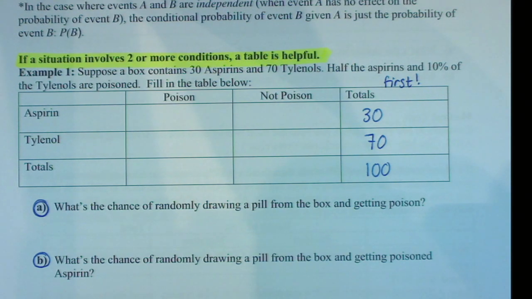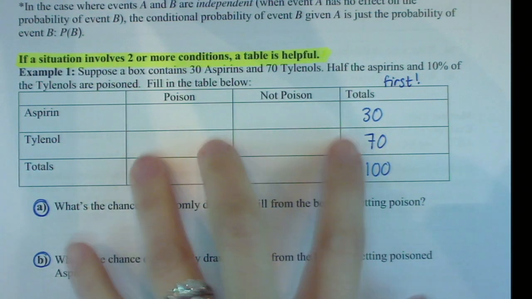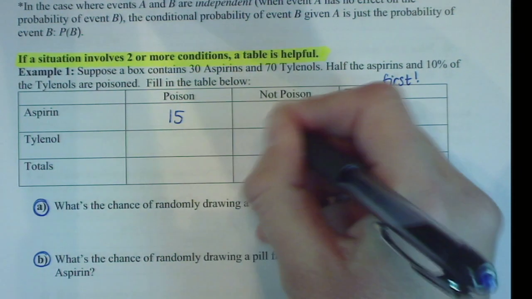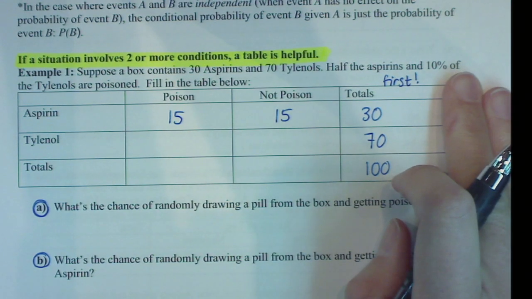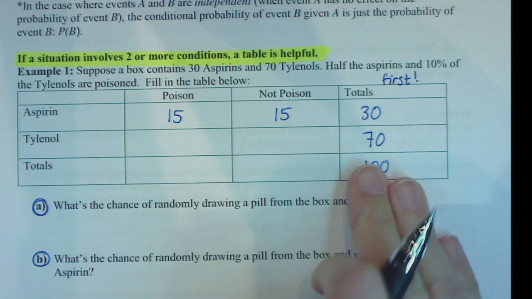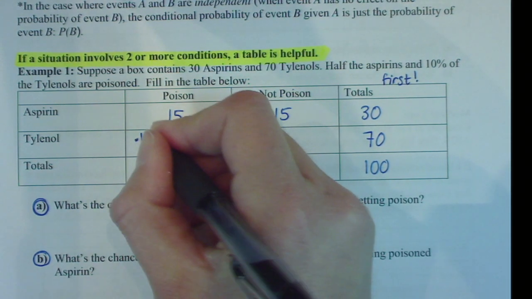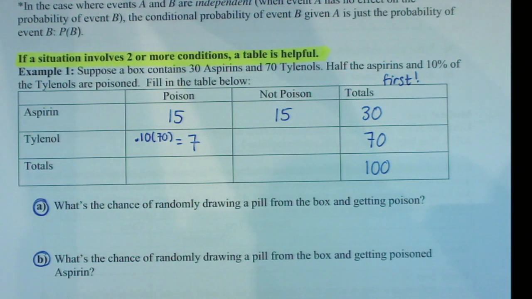Okay, that looks good. What else? They said half the aspirin are poison. So of these 30 aspirin, half of them, which would be 15, are poison, which implies half of them are not poison. And then what about the Tylenol? It says 10% of the Tylenols are poison. So there's 70 total Tylenols, and 10% of them are poison. So 10% of 70 is 7.